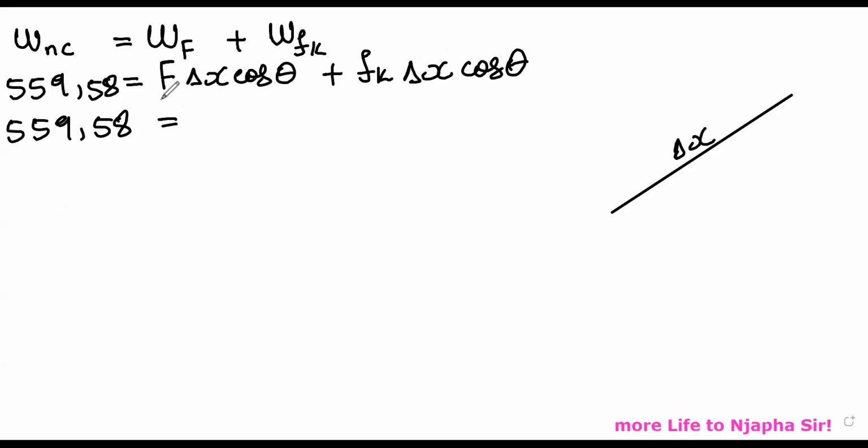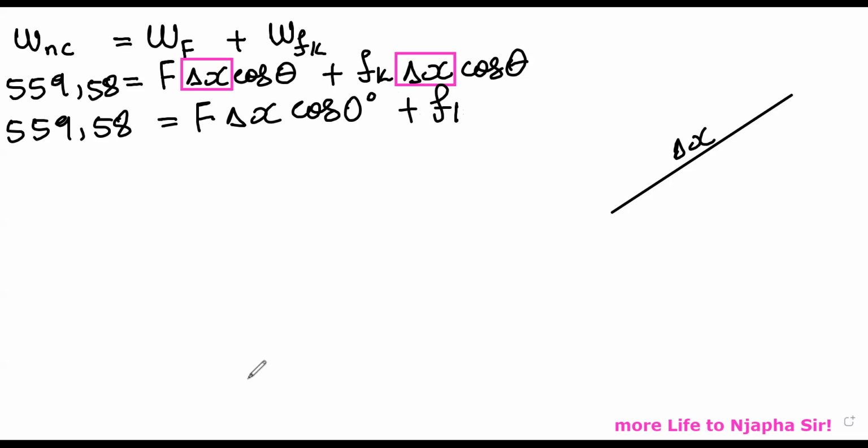And then we say, we don't know what is the applied force. But then we can see that looking at these two terms, we have displacement in common. Theta is not going to be the same. So we can take our displacement out as a common factor. Or maybe before that, we can just say we don't know the applied force, we don't know the displacement, but we know that the angle between the applied force and the displacement has to be 0 because the applied force is in the same direction as the displacement.